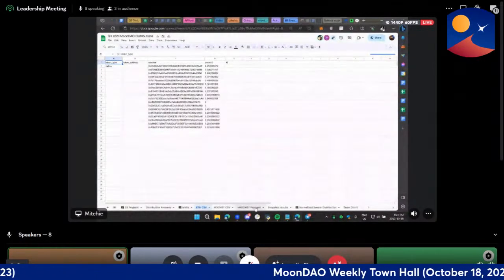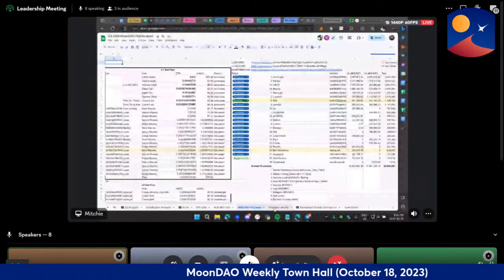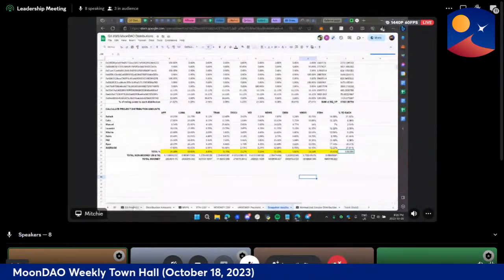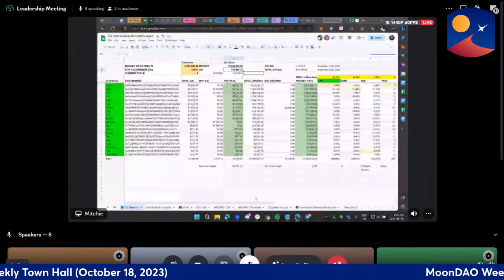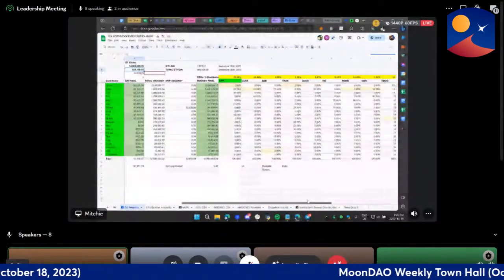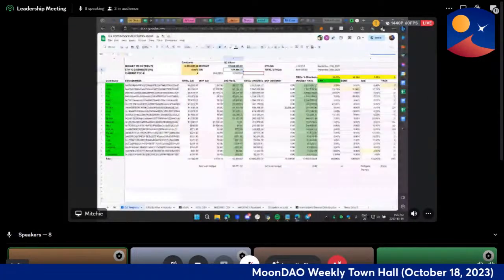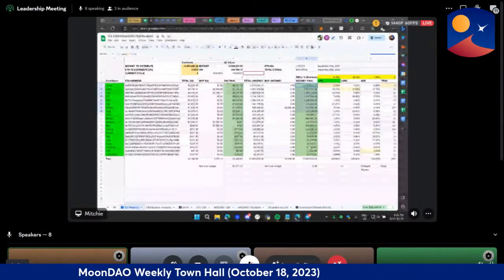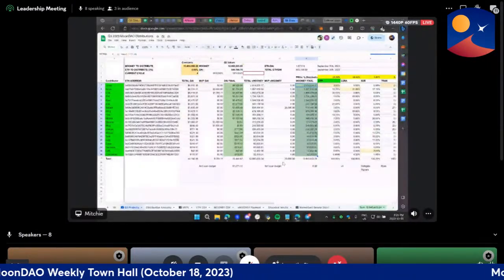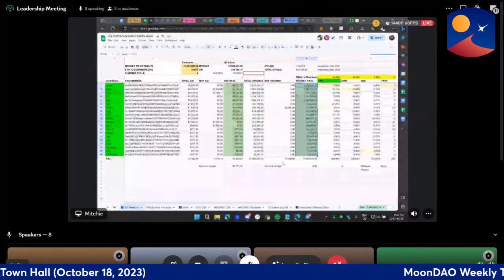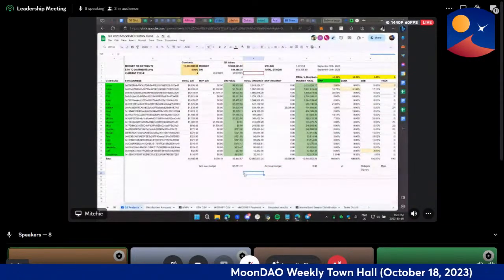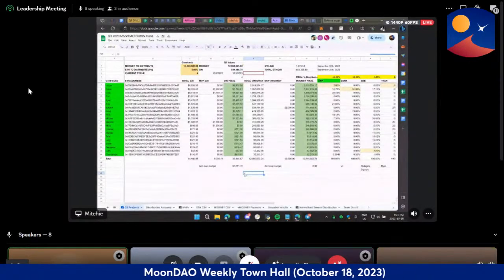Where's the sheet where we've calculated the amount to go to each person? Oh yeah, sorry, it's right here. The Q3 projects. So in the end, here's everyone's final DAI amounts, and here's everyone's final Mooney amounts. And I'm open to any questions.